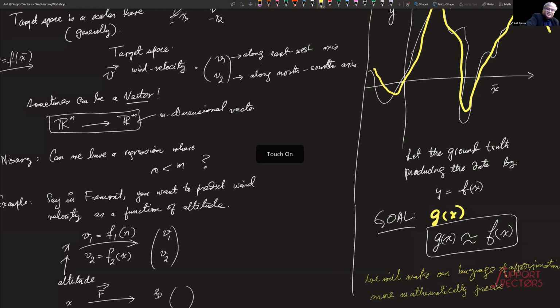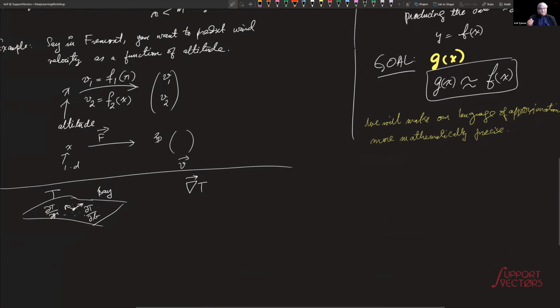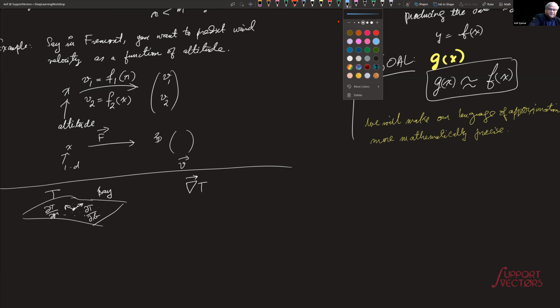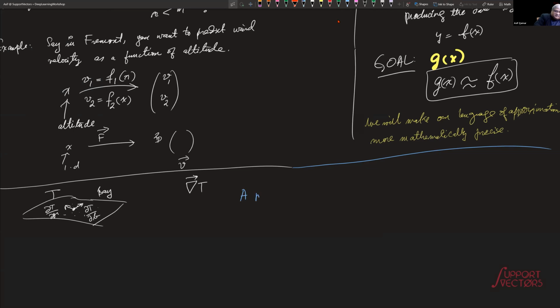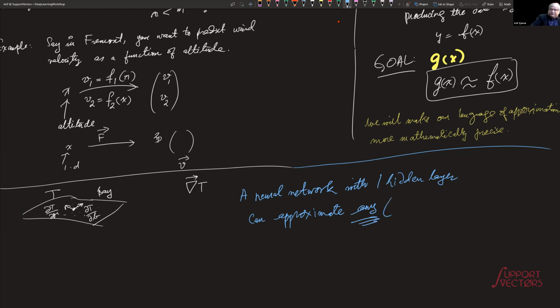And here, there is a mathematical theorem that is a reason for hope. It is a beautiful result that came out many years ago, I believe 1989. The original reference paper is there on the website. What it said is, a neural network with one hidden layer can approximate any, and therefore, in mathematical language, every function.